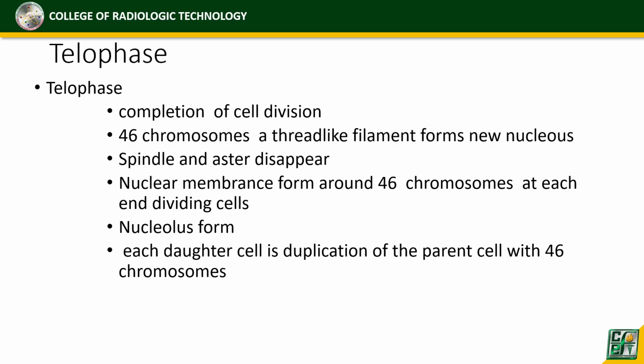Okay. The 46 chromosomes. Okay. Then it has already formed a new nucleolus. The spindle and the aster disappear. The nuclear membrane forms around the 46 chromosomes at each end dividing the cell. Okay, so each daughter cell is a duplication of the parent cell with 46 chromosomes.